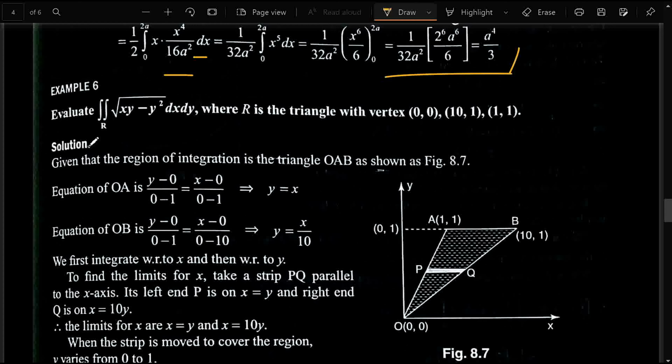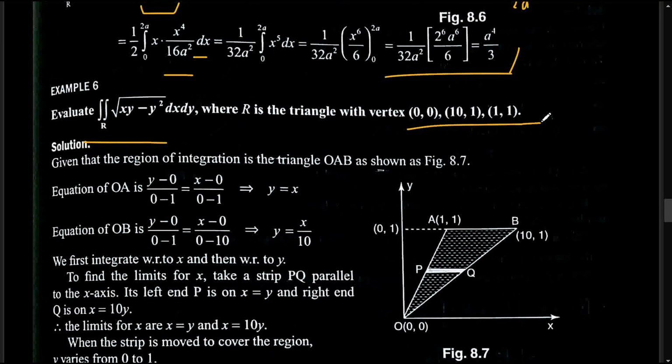That's it. And now another double integral where R is a triangle. This is something different from the previous questions that we saw. So they give points, not the equation of a line, nothing.